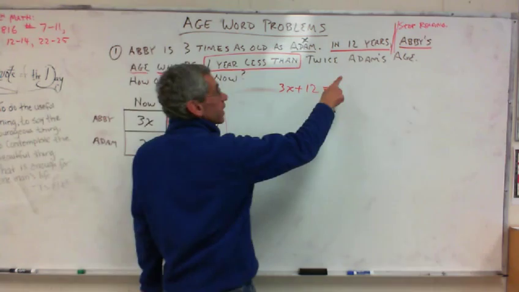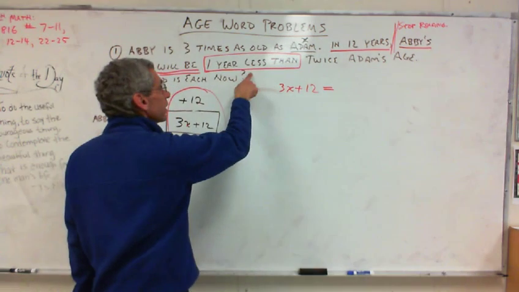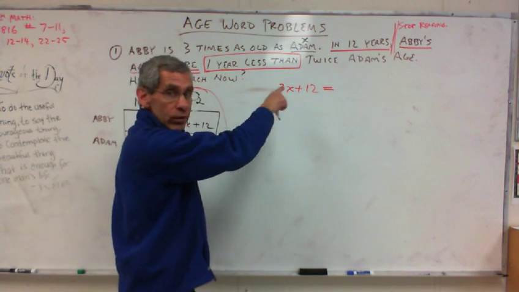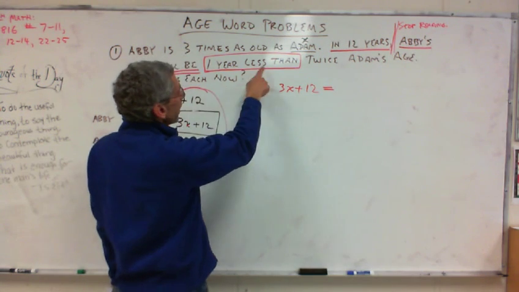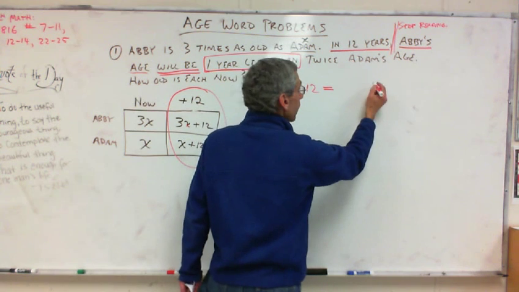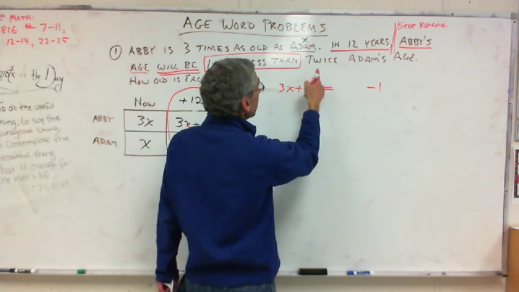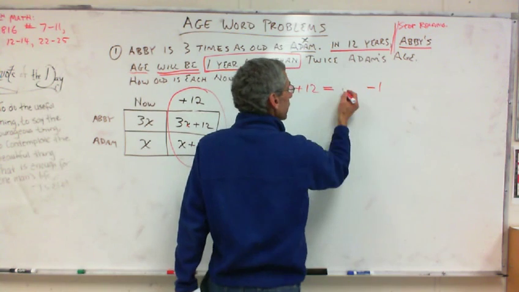So this is what you're going to have to write first, and then you're going to have to do this. So Adam's age could be a lot of times 2x. What I'll do here, just so that I do it in order, when it says 1 year less than, I will go off to the right and I'll put -1. And then I'll come back to this blank and I'll put twice Adam's age. So it's going to be 2x.